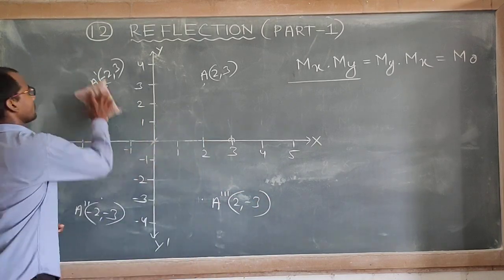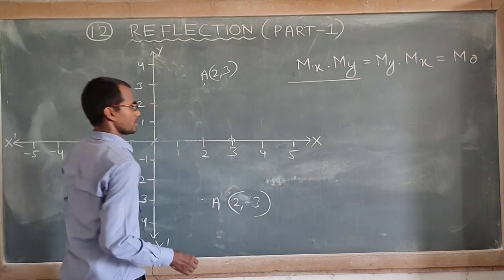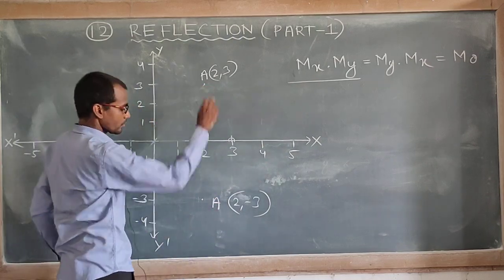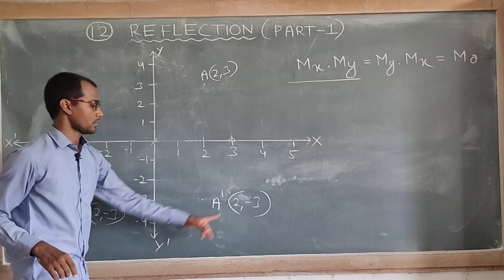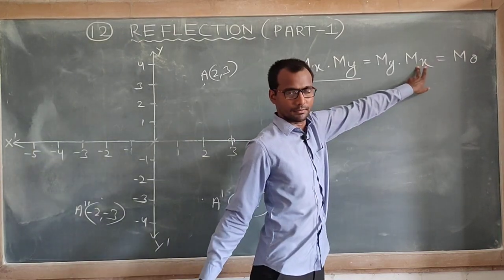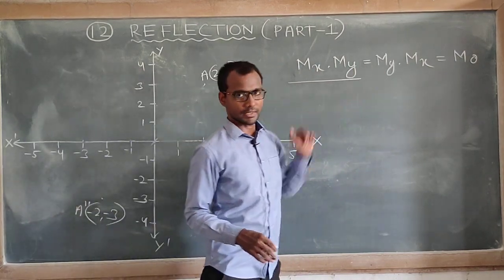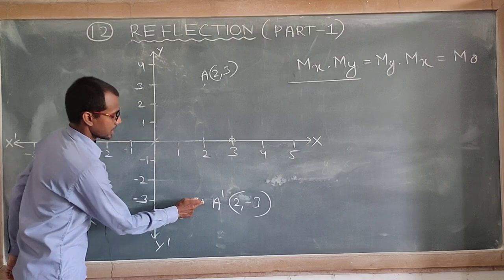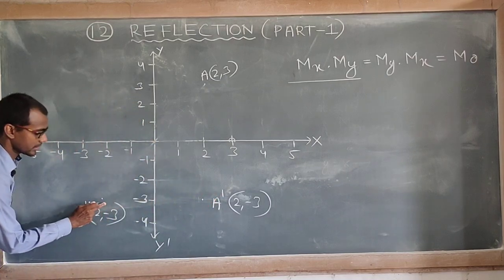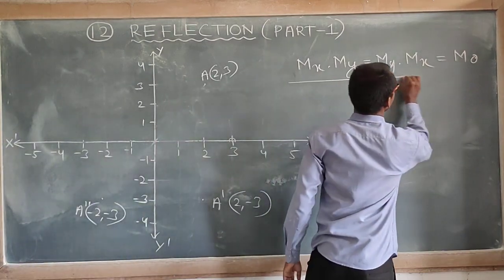Suppose I am erasing this one. Forget this one. Okay, so A will move to A', whose coordinates are (2, -3), reflecting in the x-axis. Now we will reflect this image in the y-axis. If this point is reflected in the y-axis, this line, its image will be from here. This is the image. So we are getting the same point.